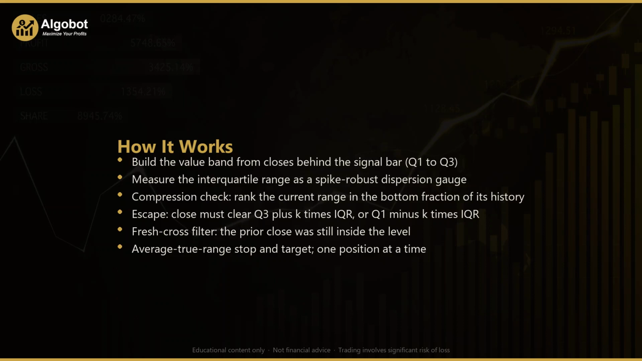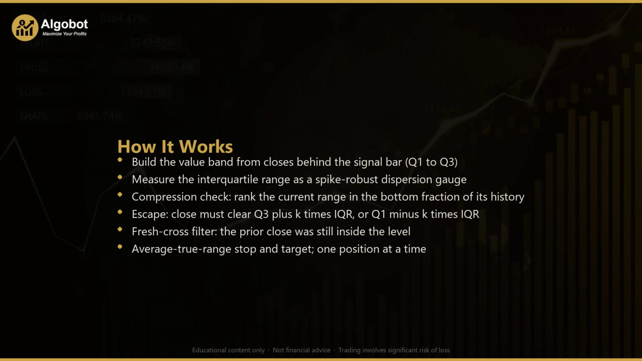Second, it checks for compression. The strategy keeps a rolling history of past interquartile range values, 60 of them by default, through the CompressionPct parameter. It counts how many of those prior values were smaller than the current one and converts that into a rank. For the market to qualify as compressed, the current interquartile range must sit within the bottom fraction of its own history, 30% by default, set by the CompressionPct parameter. This confirms a genuine low dispersion regime rather than a quiet patch faked by one compressed stretch.